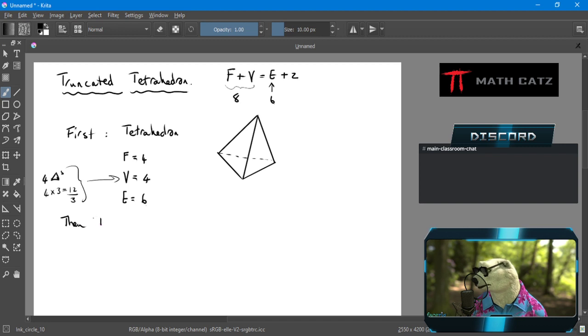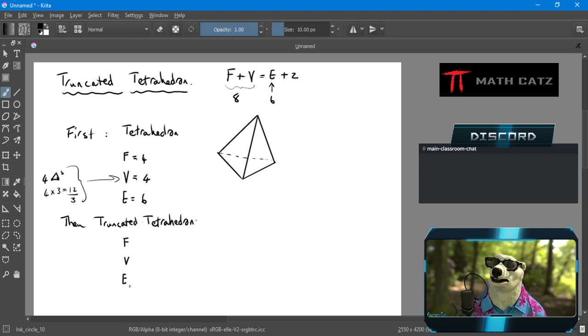Then the truncated version of the tetrahedron. And I'm going to try and figure out what are the faces, what are the vertices, what are the edges.